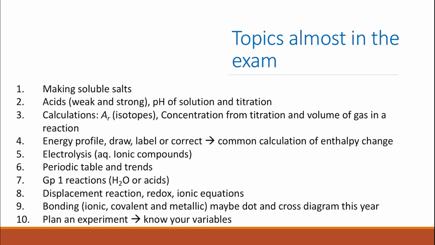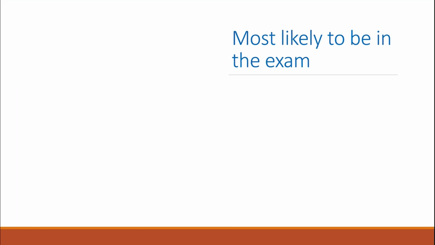So the control variables, which are kept constant, the independent variable, which is the one that you are going to change yourself every time, and then the dependent variable, which you are going to measure at the end. If you know your variables, you know which ones to keep constant, which one you vary, and which one you measure, then you should be able to plan your experiment correctly.